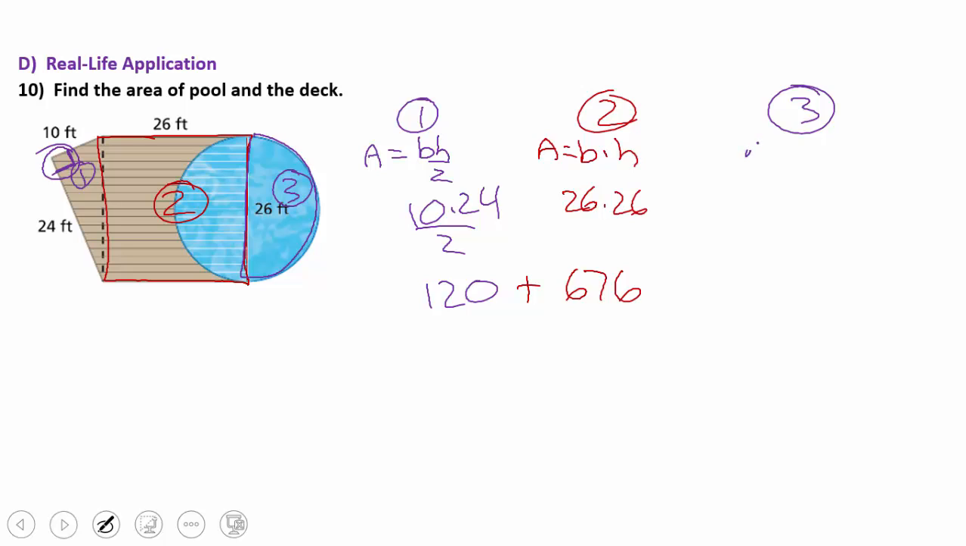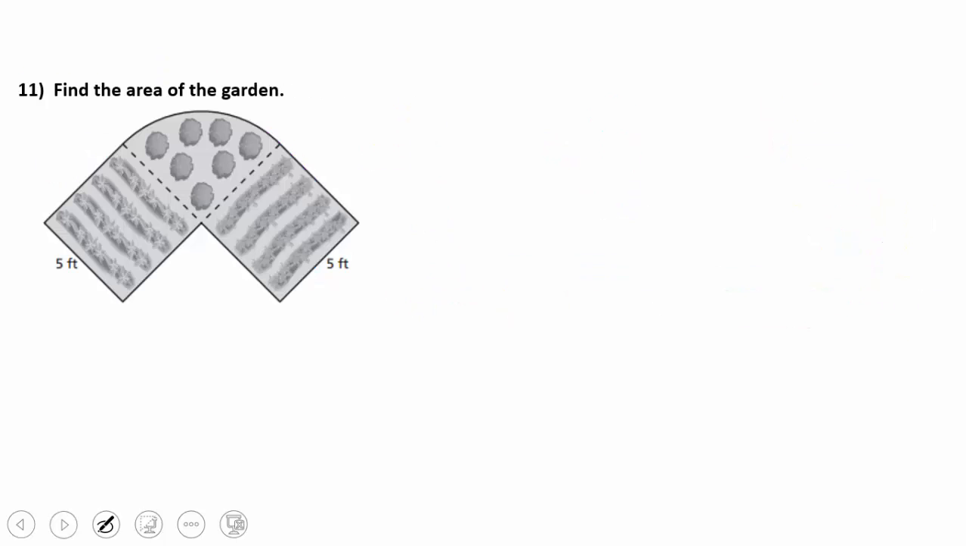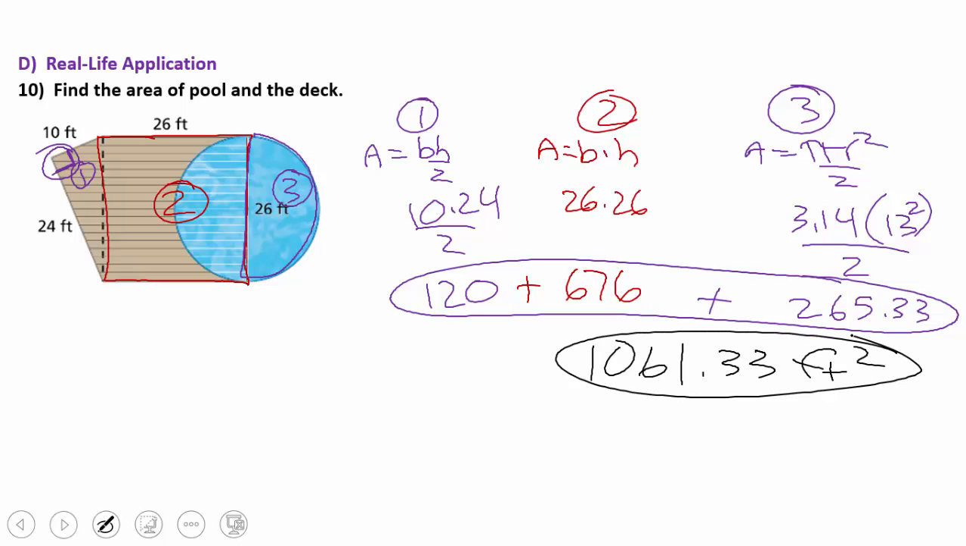And so you get the area is pi times the radius squared divided by 2, 3.14. Well, if the diameter is 26, the radius is 13, so we're going to multiply that by 13 squared, and we're going to divide the whole thing by 2. And when you do all that math, you get 265.33, and we're going to add all three of those together, probably using a calculator, although we could do it by hand, and we get a total for the area of 1,061.33 feet squared. So that's a real life application if you have a deck and a hot tub or a pool in the backyard.